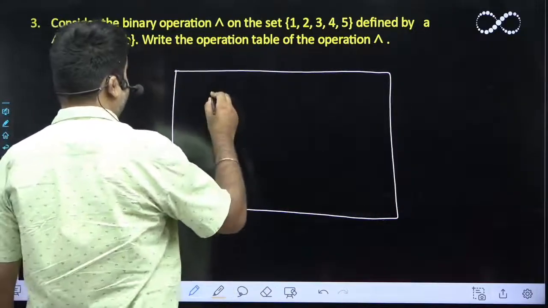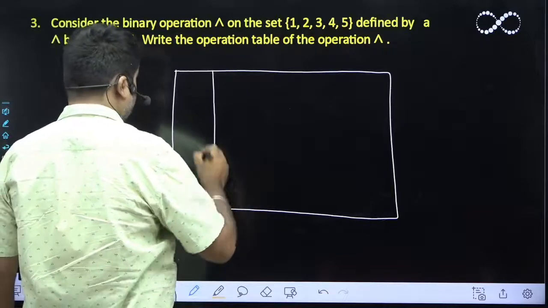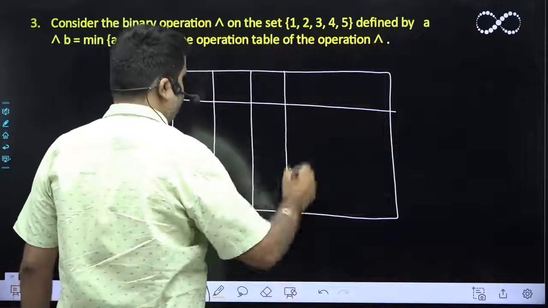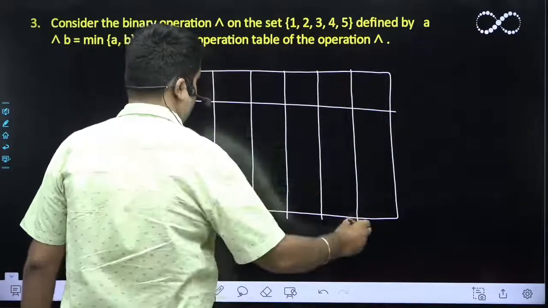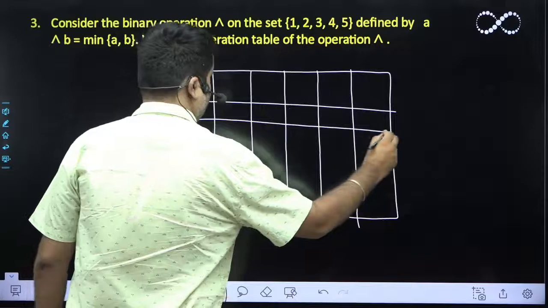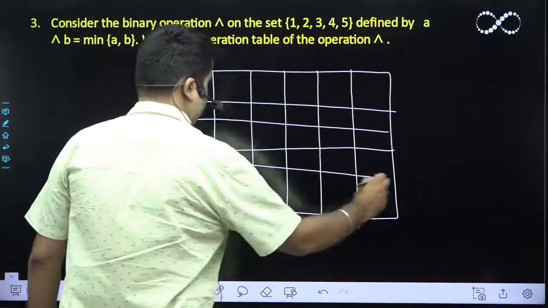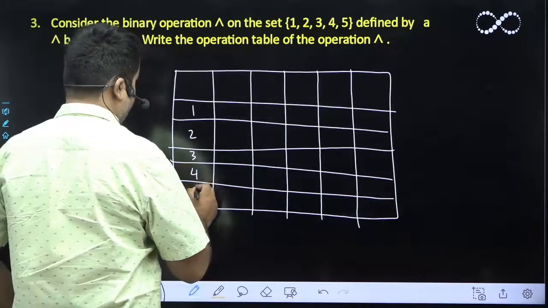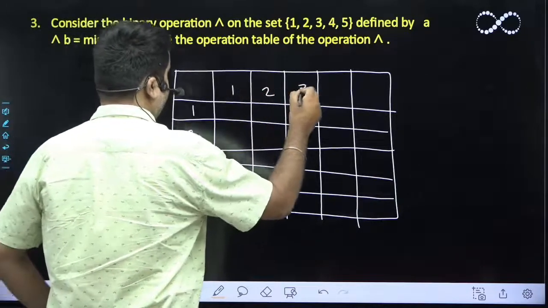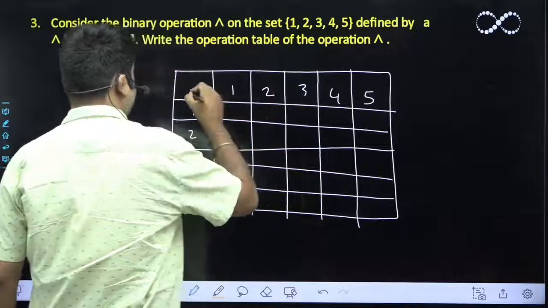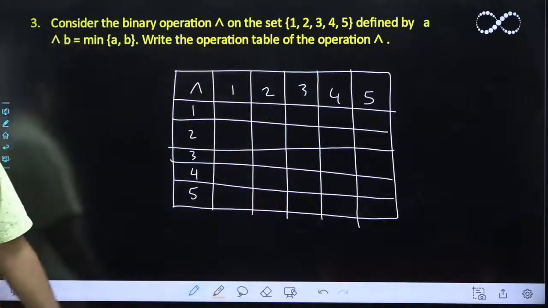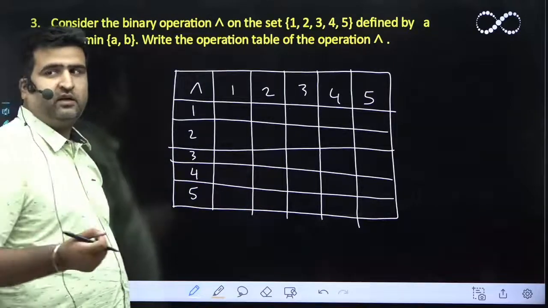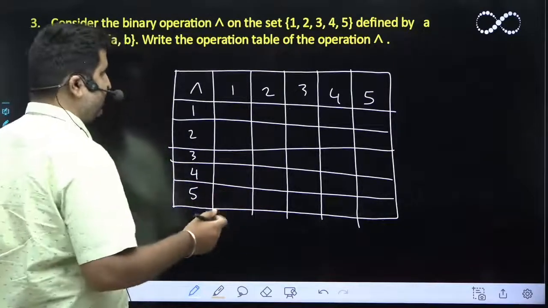So for operation tables, we first write down all the values starting from 1 to 5. So this is 1, 2, 3, 4, 5. Similarly, this is 1, 2, 3, 4, 5. And this is the operation which says minimum of A and B. So now we start filling the table. How do we start filling the table?